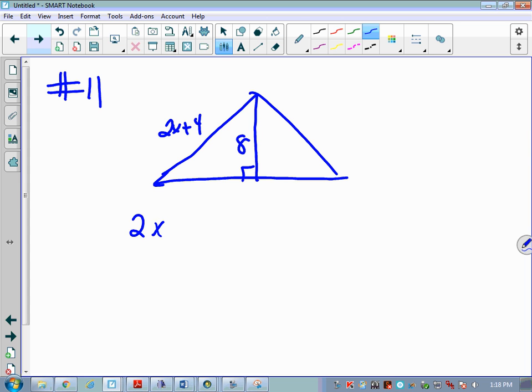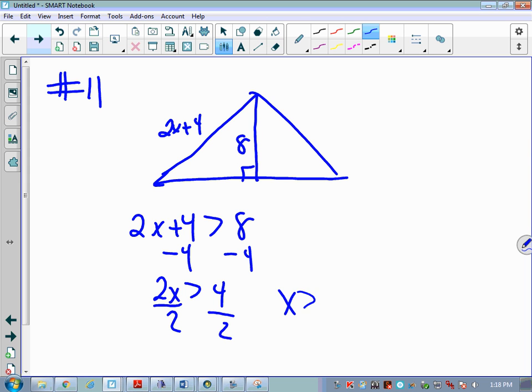Right, because 2x plus 4 represents the hypotenuse of the right triangle, we know that it's got to be greater than 8. Okay? Now we're just working it down to where we're solving for x as part of an inequality. What's next? Subtract 4. Good. So I got 2x is greater than 4. What's next? Divide by 2. So x is greater than 2.